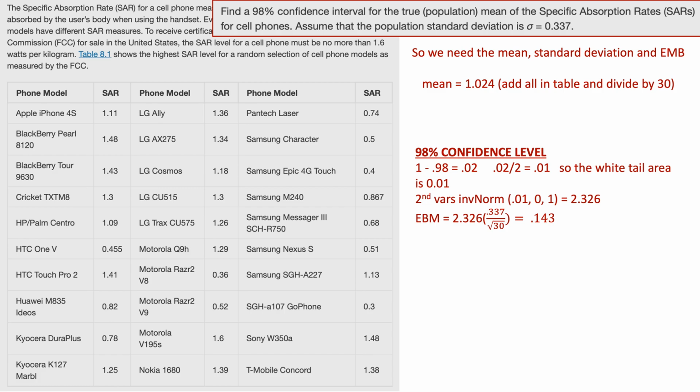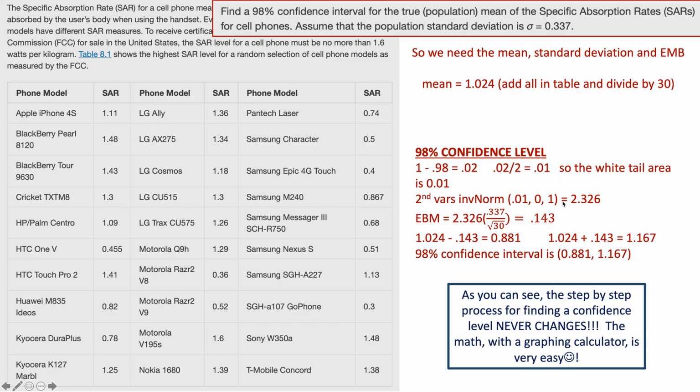Okay, so we know that the error bound is 0.143. So we also knew that the mean was 1.024. So if I do 1.024 minus the error bound, I get 0.881. And plus the error bound, I get 1.167. So the 98% confidence interval is 0.881 and 1.167.